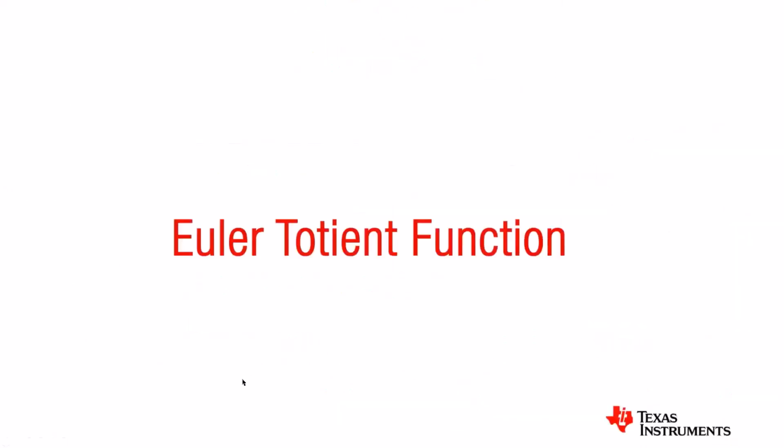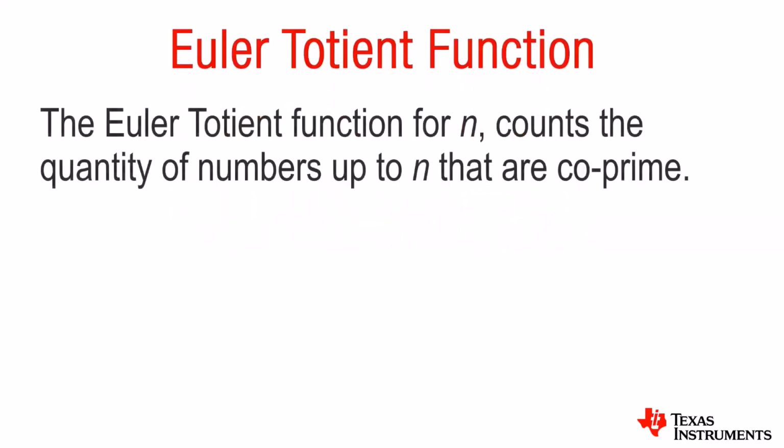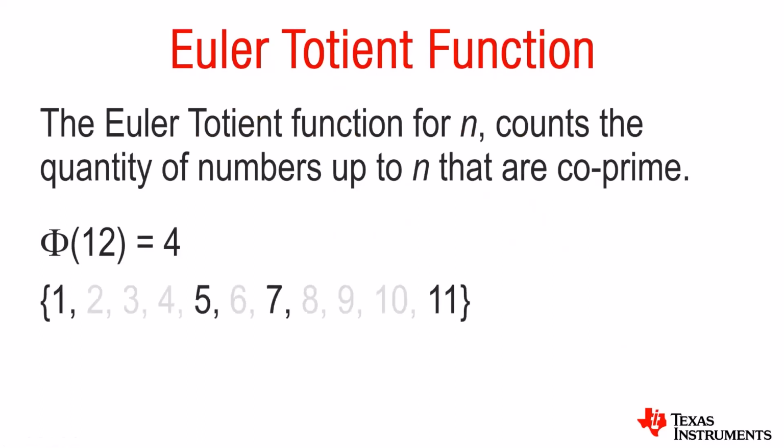Euler Totient function. I promise it's not so scary. It's just super cool. All right, so let's have a look. What does it do? The Euler Totient function counts how many numbers are co-prime up to our value n. Let's see if we can throw some numbers at it to get a better understanding of what it's about. So the Euler Totient function for 12 is equal to 4. That should be abundantly obvious now. Oh, no, perhaps not.